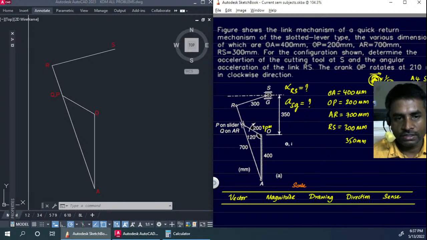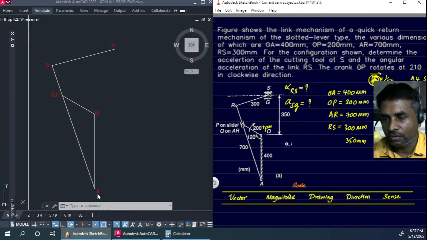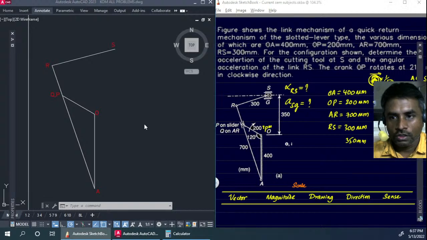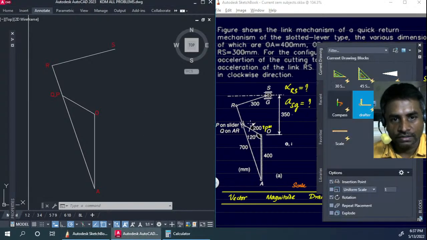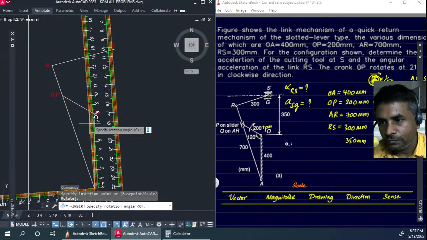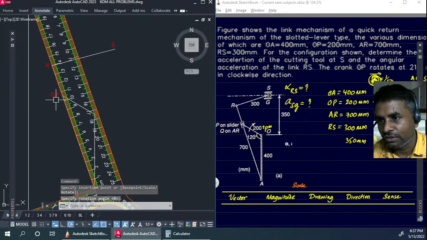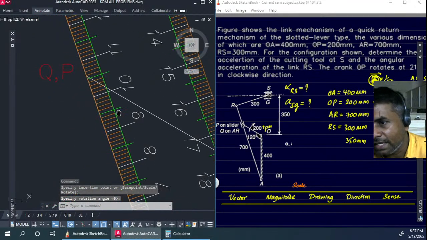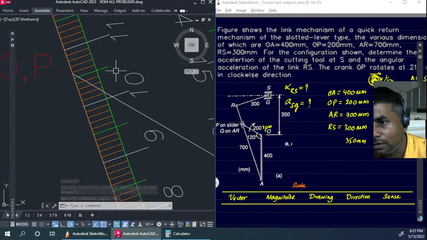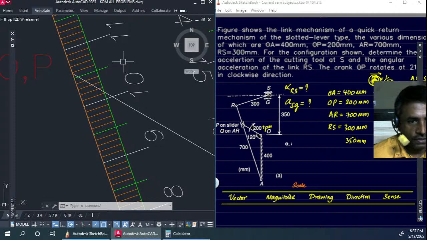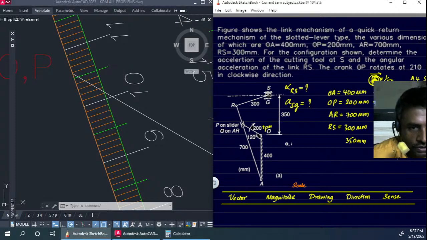So in case I'm getting a length over here, for example the length AQ, we are going to need this length AQ. If you want to measure that length AQ, which I'm going to measure over here, you can see the AQ length we are getting is 10.6 centimeters. So that is the drawing dimension.